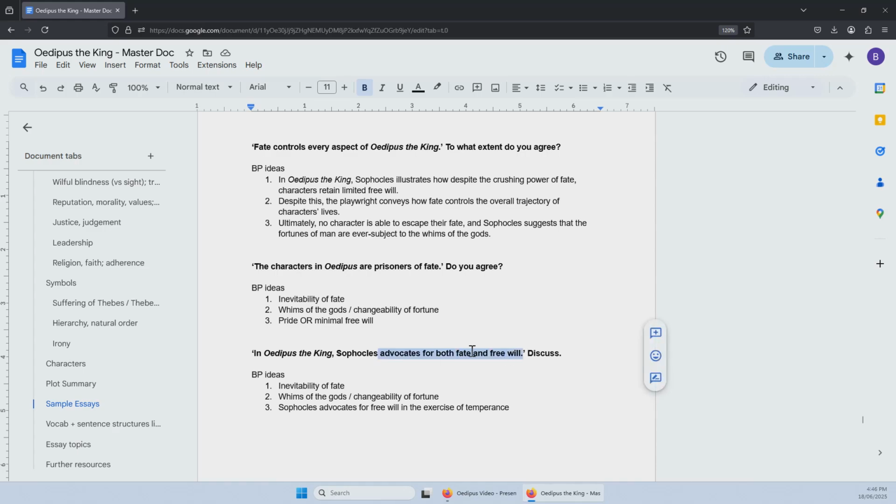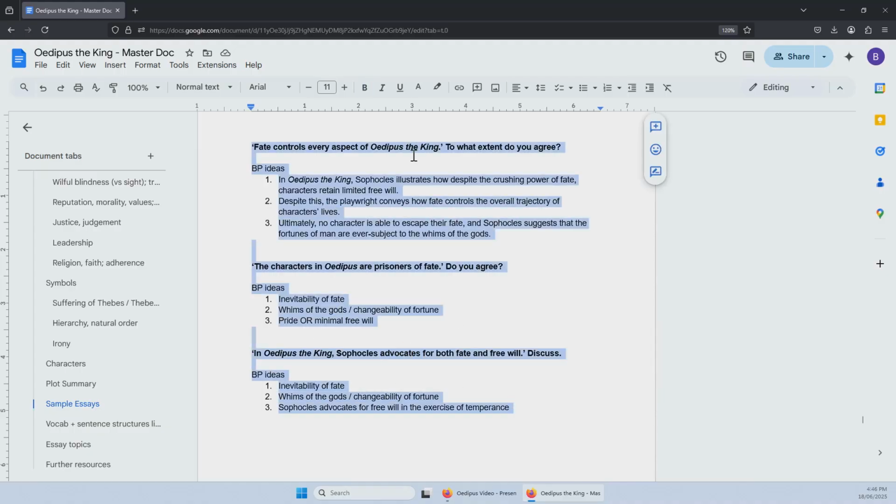And all you have to do is just make sure that you're tailoring it to the specific question. So if it asks you about advocating for free will, you can't just talk about how some people show free will. You have to say, does Sophocles advocate for it or show it favorably or not? So these are 3 different ways you can use a basic plan for fate to deal with Oedipus topics.